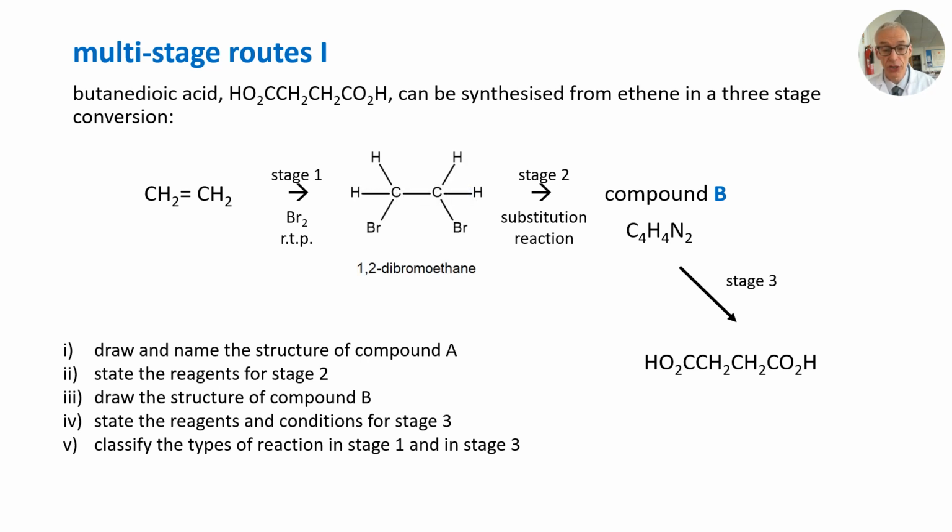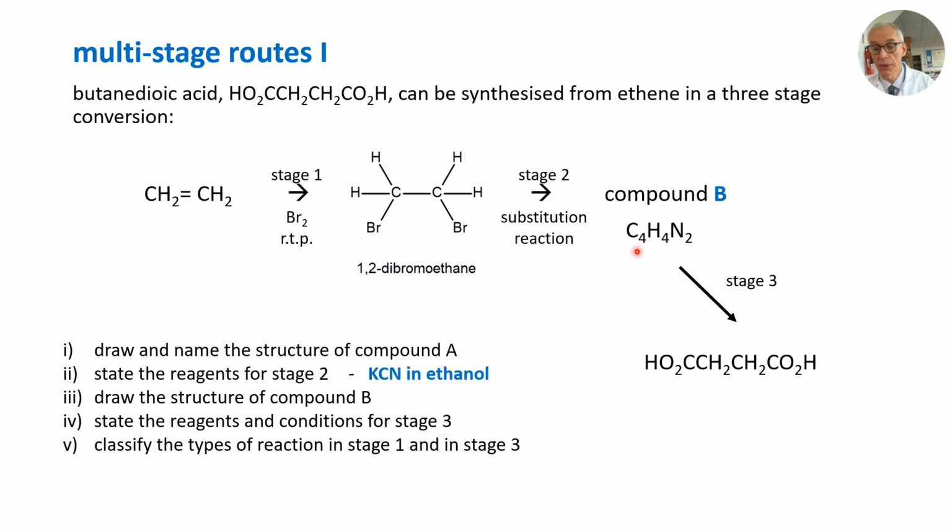Firstly, there is 1,2-dibromoethane. So we're adding bromine across the carbon-carbon double bond to give us 1,2-dibromoethane. Stage 2 is a substitution reaction, so it's that very important reaction of haloalkanes. We're going to substitute for the bromine with a nitrile group. So you'll notice we go from 2 carbons here to 4 carbons. That's absolutely typical. We've increased the carbon chain length by 2 carbons, so 2 nitrile groups.